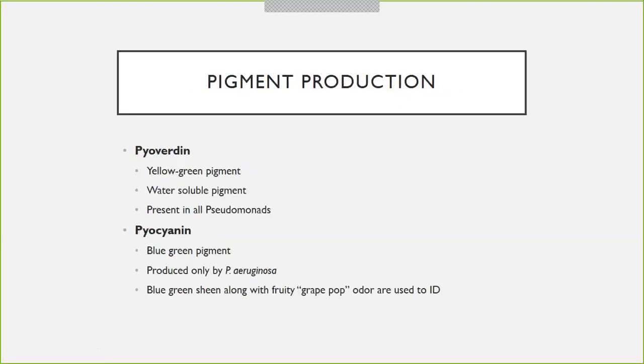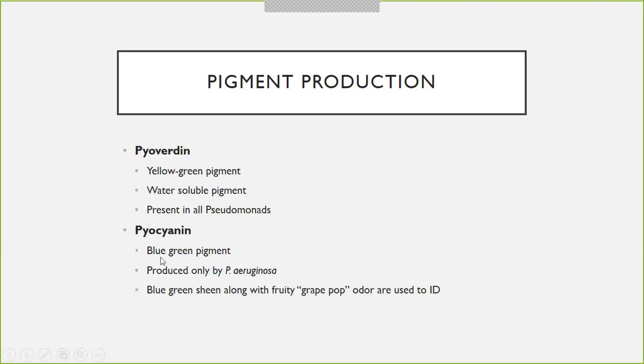So Pseudomonas is known to produce a pigment. And so all Pseudomonas species will produce the first pigment, pyoverdin. And just like the name implies, verd for green, it is a yellow-green pigment, and it's typically water-soluble. So when you grow it on agar, it's going to have a yellow-green coloring. And so that's all Pseudomonas species. Pseudomonas aeruginosa, which is the most popular out of the Pseudomonas that we see in the lab, has a second pigment that it will produce, and that is pyocyanin, and cyan for blue.